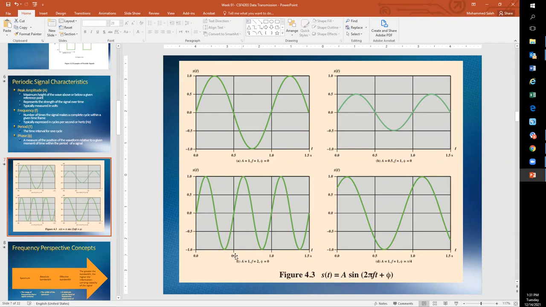What about the period for this one? The period is 1 over frequency, so it is 1 over 2, so it is half or 0.5 second. The phase here is 0 because the signal is starting from 0. Also 0 here. Here there is some shift. That's why we have a phase shift or angle. For this one, the phase shift is pi over 4 because we are not starting from 0.